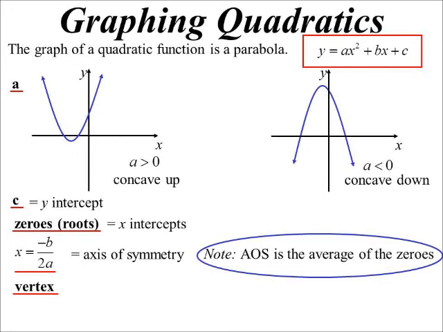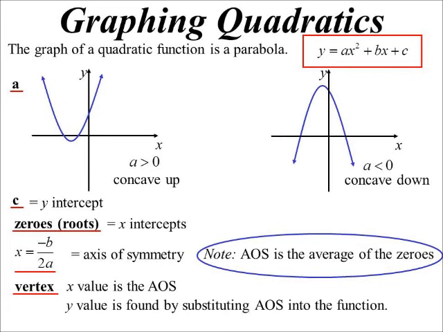Vertex, well, once you know the axis of symmetry, you simply substitute in the y value and you get the vertex. So the x value is the axis of symmetry, sub it in, and then you get the y coordinate of the vertex. Okay. Sometimes you see questions that say, what is the maximum or what is the minimum of this function? So they're not asking for the vertex, they're just asking for the y value. How high up does it go? How far down does it go? So if they ask for that, they're just looking for the y value.